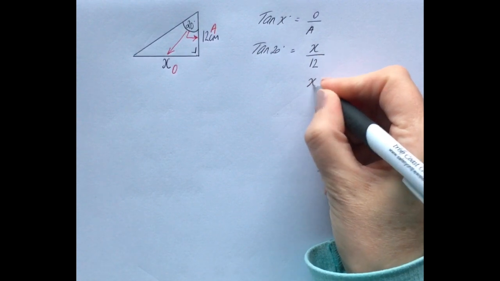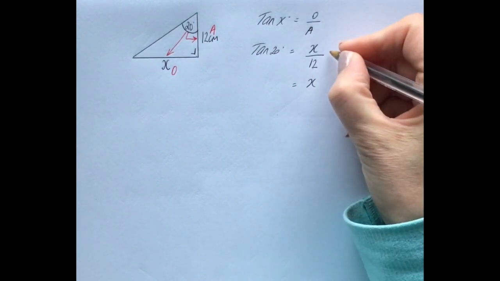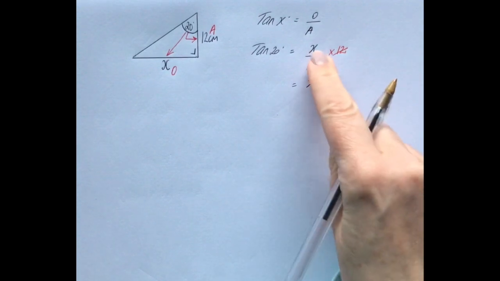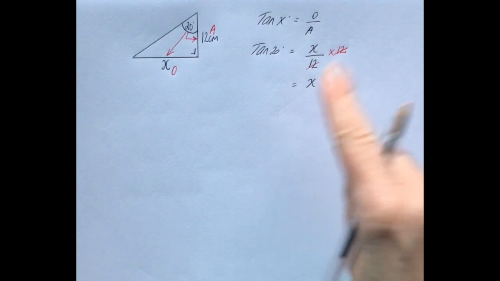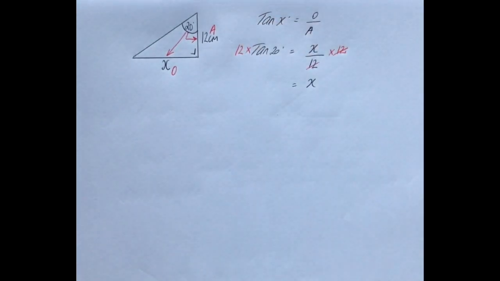So now, again, I want to get x on its own. What I want to do is get rid of the divide by 12. Well, to get rid of divide by 12, I'm going to need to multiply by 12 on that side. That will get rid of it and give me the x on its own, which is what I want. But if I times the right-hand side by 12, I have got to times the left-hand side by 12.